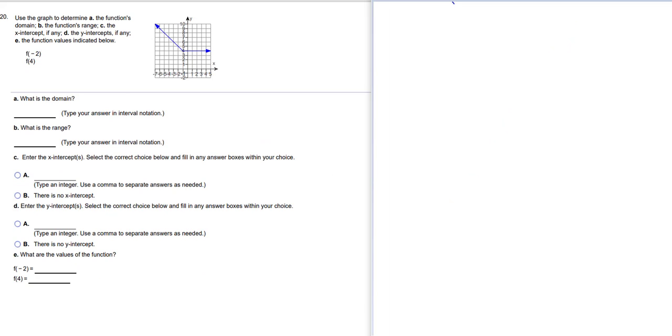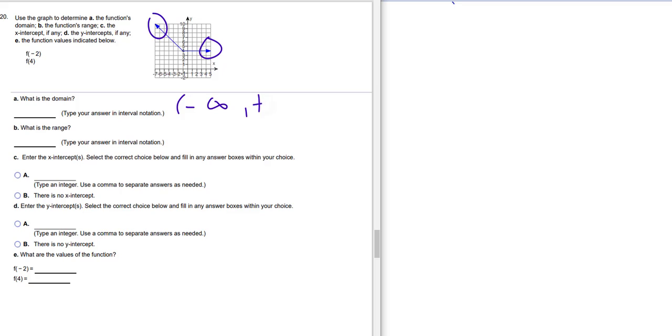And number 20, use the graph to determine the function's domain, the function's range, the x-intercept, if any, the y-intercept, if any, and the function values indicated below. So the domain, look at these arrows. It's going to be negative infinity to positive infinity. The range, though, only drops as low as 4. But then this arrow says we're going to keep going up, so 4 to plus or just to infinity.